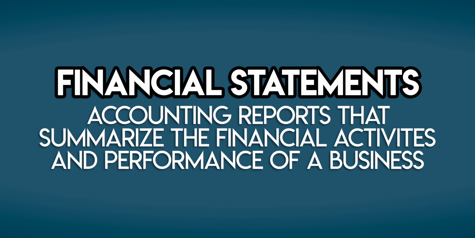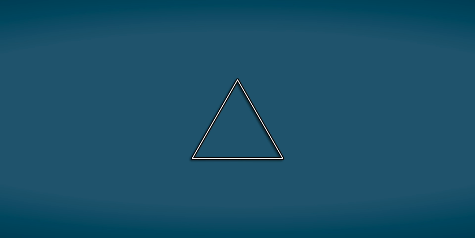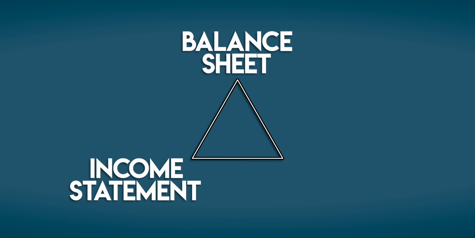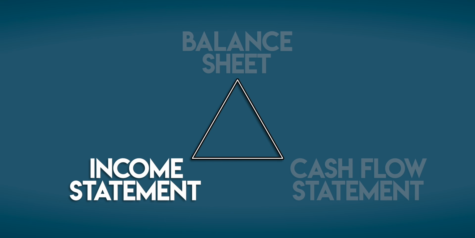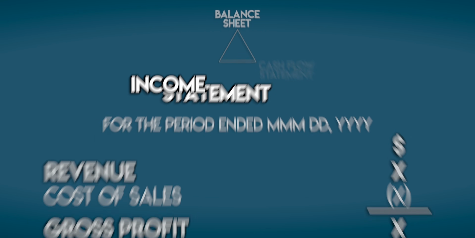Financial statements. Financial ratio analysis begins with financial statements, accounting reports that summarize the financial activities and performance of a business. The 3 main financial statements are the income statement, the balance sheet, and the cash flow statement. However, we can work out most financial ratios using only the income statement and the balance sheet. The income statement looks like this.